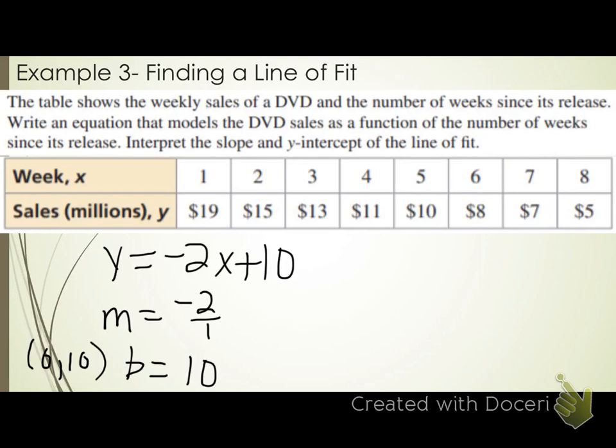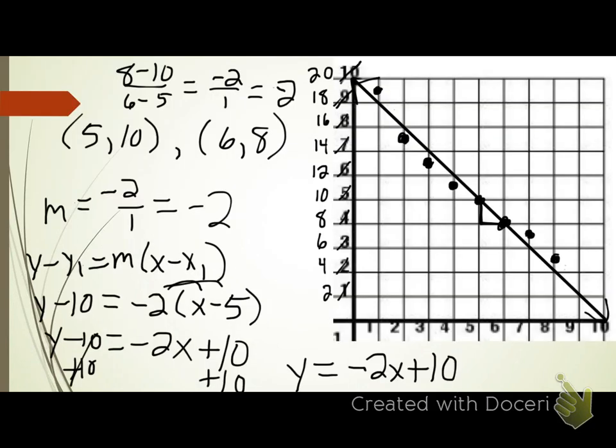Have we answered everything on example 3 here? Yeah, we gave the equation, we interpreted the slope and the y-intercept. Any questions for me on that? I was going to ask, for when you did the point-slope form equation, what if you used the 6 and 8 one? You can use the 6 and 8, you'll get the same answer. It doesn't matter which point you use. We would get y minus 8 equals negative 2 times x minus 6.